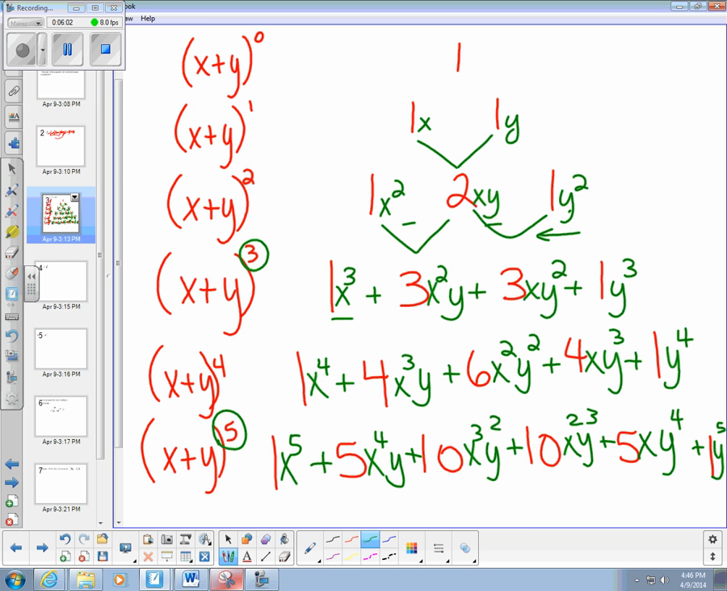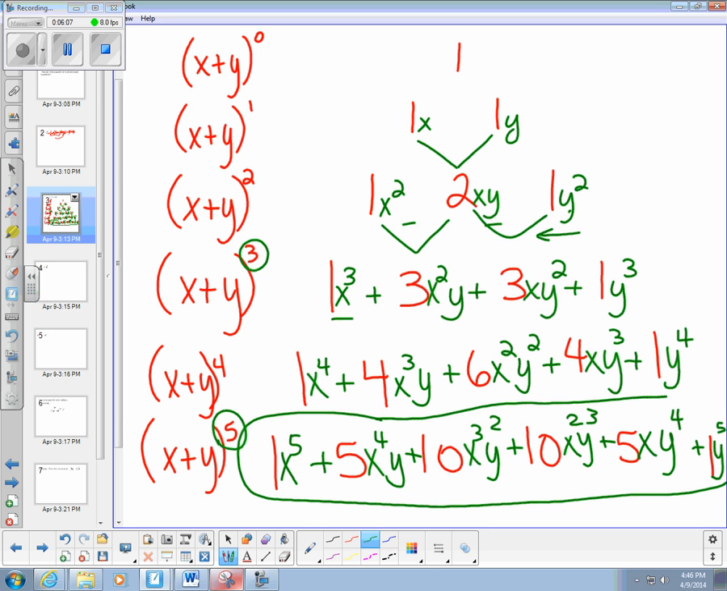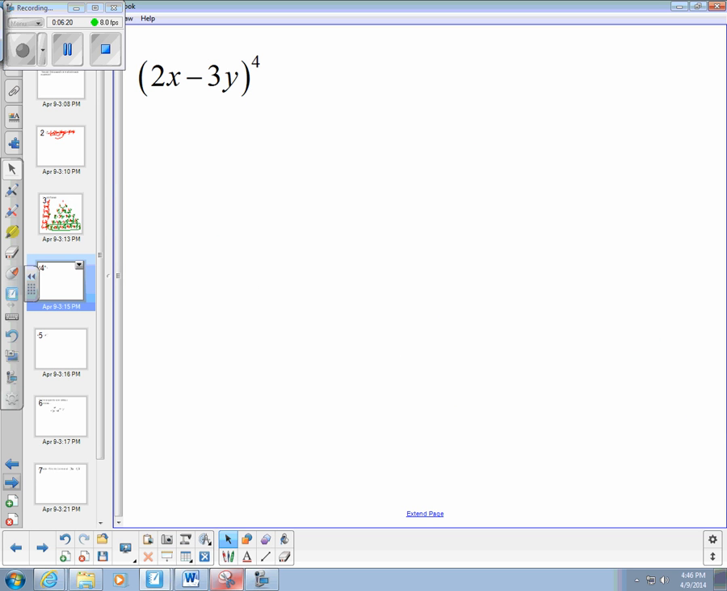Now, look at how quickly we got this answer, and it was a whole lot easier than having to multiply out x plus y times itself 5 times. Okay. Now, if it's just x and y, it's a pretty simple expansion. But what happens if we have coefficients in there? Okay, so we're still going to use Pascal's triangle to use the exponent to figure out what our coefficients of the terms should be. But now, instead of just saying x squared and so on, we're going to use the 2x for the first term and the negative 3y for the second.